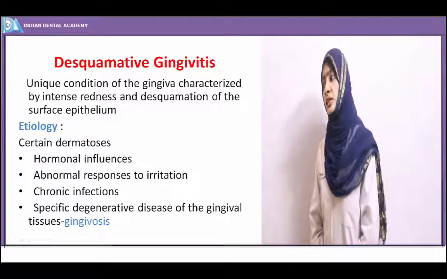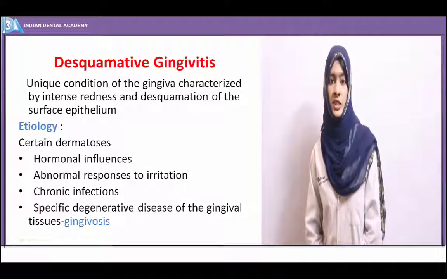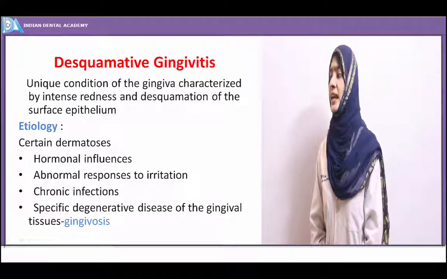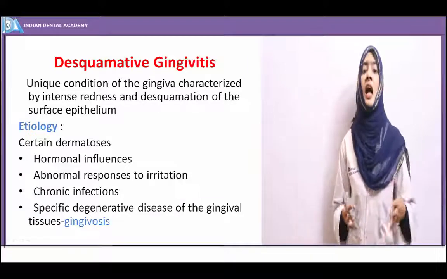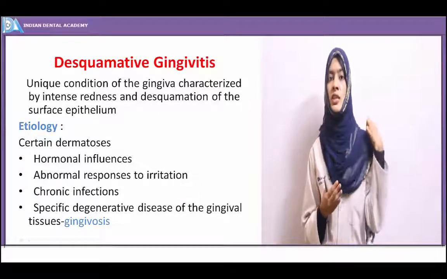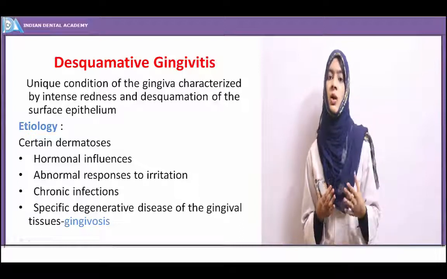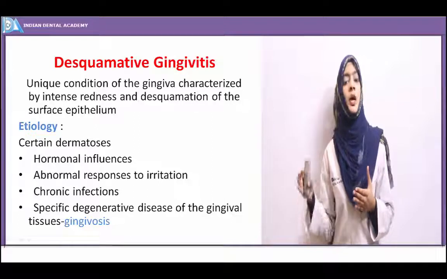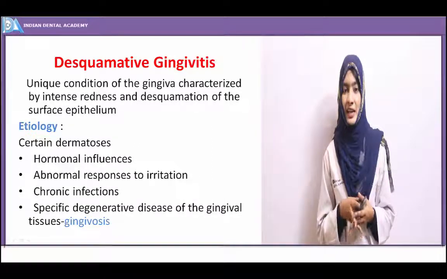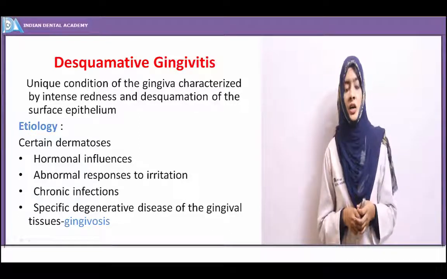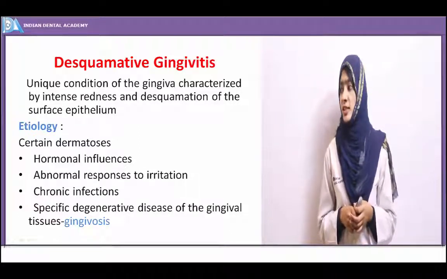Desquamative gingivitis is another acute form of gingivitis. It is not actually a disease, it is a condition characterized by intense reddening and desquamation of the epithelium. Usually in acute necrotizing ulcerative gingivitis, inflammation is there and it progresses up to the point of necrosis. But here in desquamative gingivitis, ultimately the epithelium just gets separated from the connective tissue. It's not a disease, it's just a condition.